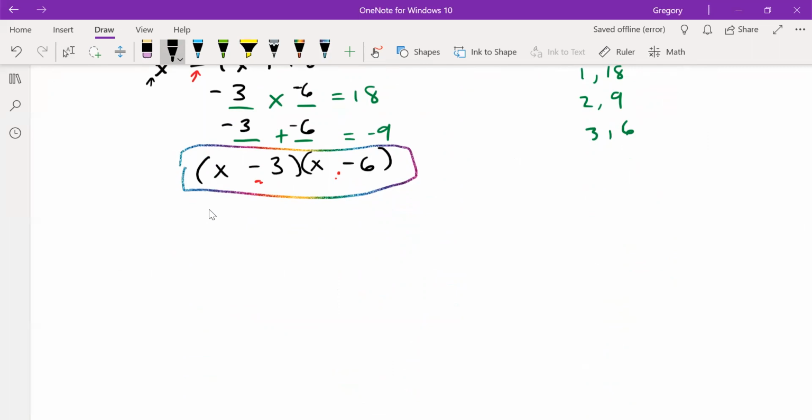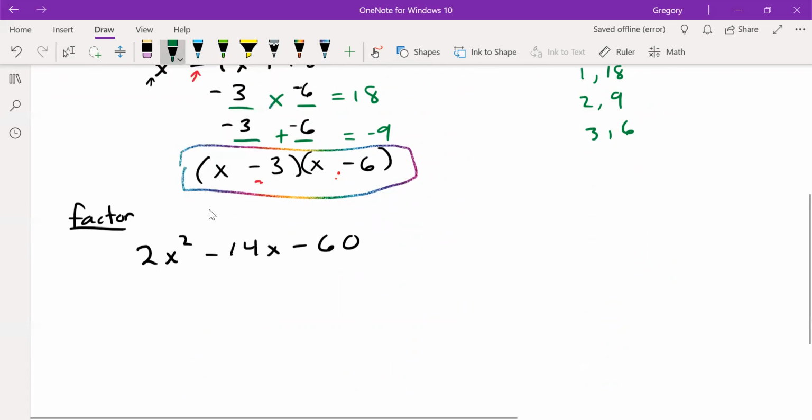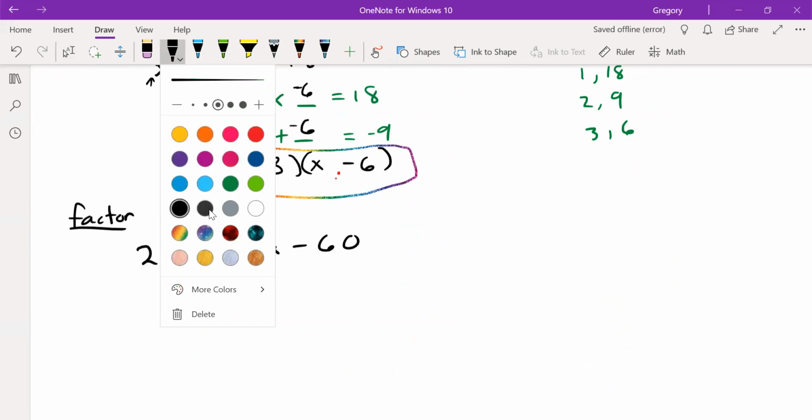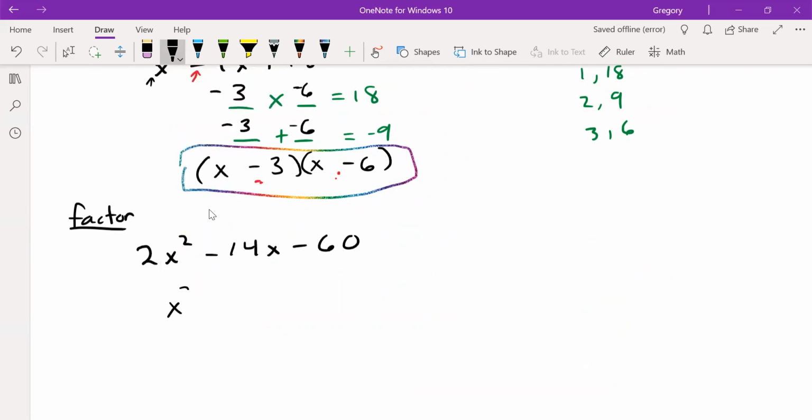Let's try one more. I'm going to say 2x squared minus 14x minus 60. Again, my question is to factor. Now, one thing hopefully you noticed is that each one of these terms is even, which means they have a GCF. I could factor at least a 2 out. Let's see what that gives me. If I divide each of these by 2, I'll get x squared minus 7x minus 30.